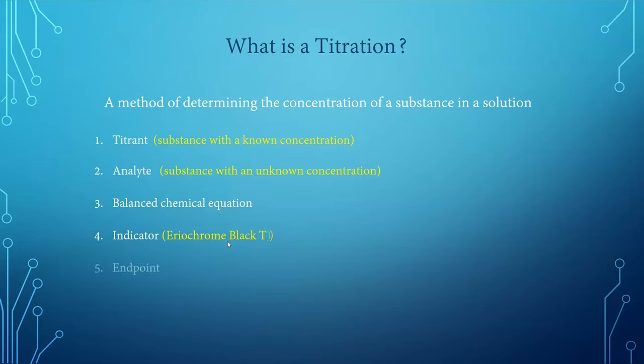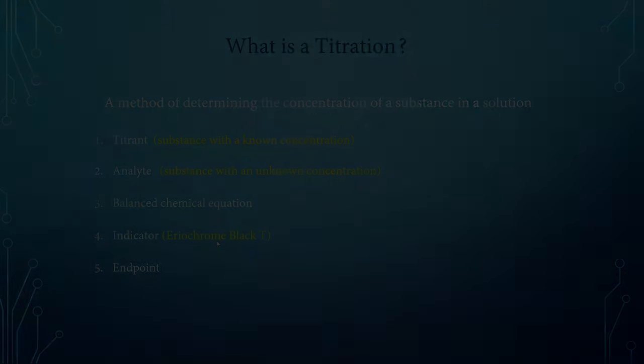And finally, we need to know the endpoint of our titration. As soon as we've added just enough of the EDTA to neutralize the calcium, we want to stop and then measure how much EDTA was required. And to do that, we need to know the endpoint, or when the reaction had just finished, and that's what the indicator will tell us. When the Eriochrome turns from red to blue, we will stop adding our EDTA, and then we'll take our measurement.